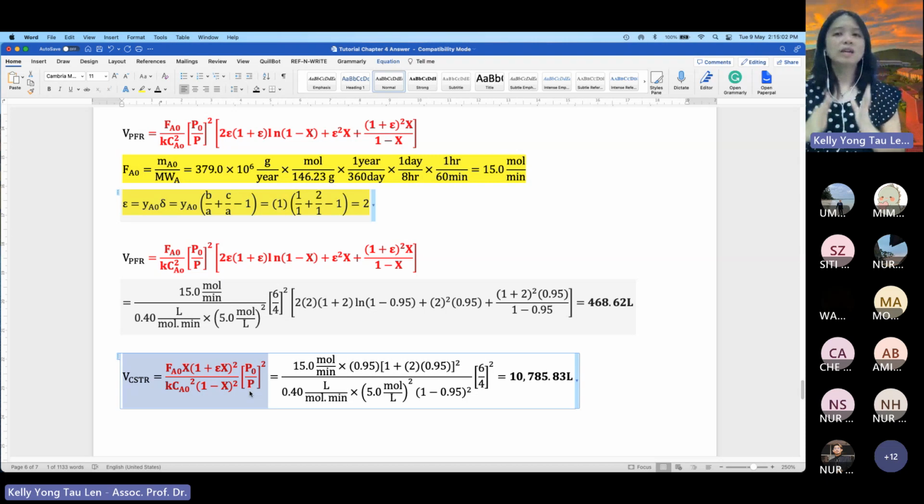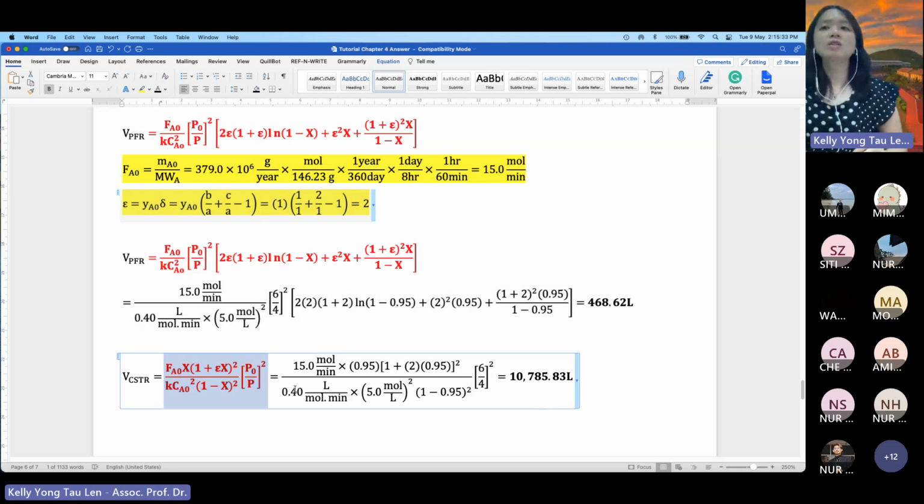Kamu kena ingat macam mana pressure drop punya part tu akan ditambah dalam equation kalau ada pressure drop. Okay, so the equation will become like this. So subsequently kamu replace saja dengan nilai. Nilai lain masih sama. Yang berbeza hanya equation sahaja sebab kita tukar reactor. Okay, subsequently you will get the volume as 10,785.83. So now you have completed lah conversion dalam PFR dan conversion dalam CSTR.